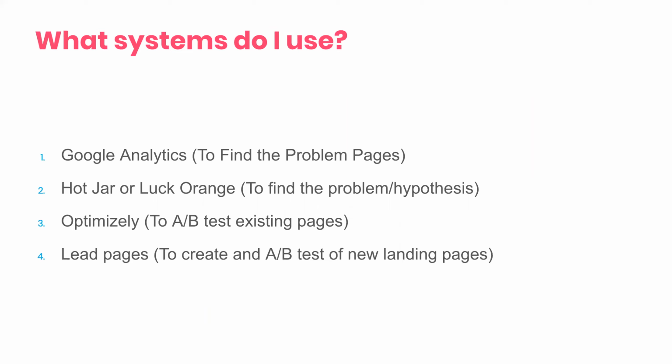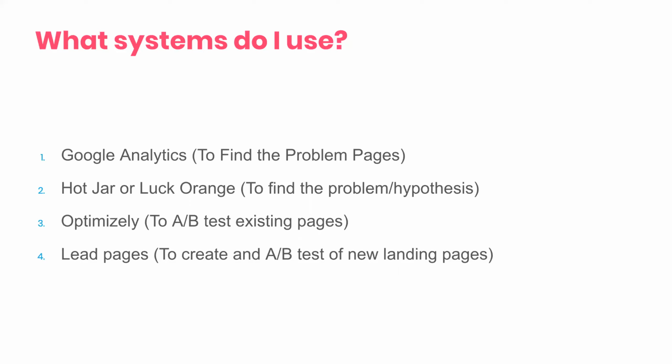So, the last two pieces of information that I'm going to give you: what systems do I use, right? First, to find out where the problem is, Google Analytics. Everyone has access to that. It's very easy to go in there and look at the problems and find where they are. And then once you go into Google Analytics and you know what the problem is, how do you know what the issue is? Well, one of the great systems that I like to use is either Hotjar or Lucky Orange.